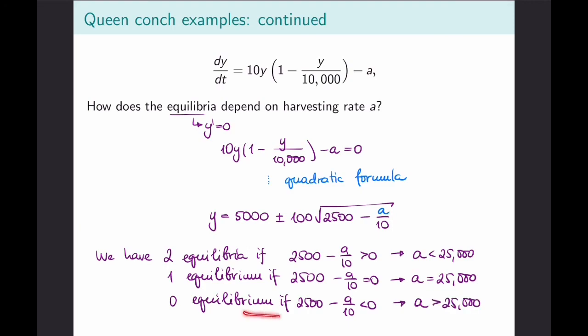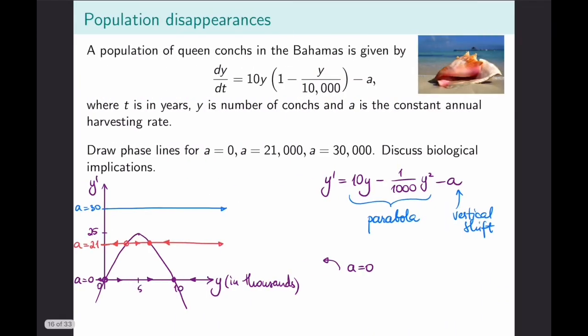Let's take a look and see if this analysis agrees with what we had on the graph on the previous slide. I had two equilibria if A was less than 25,000, less than this peak of the parabola here. No matter where I drew the line before that, I would have 2 points. The equilibria will be different every time, and in particular, the higher equilibrium, the stable one, will get smaller and smaller as we go along, but you will always have 2 of them.